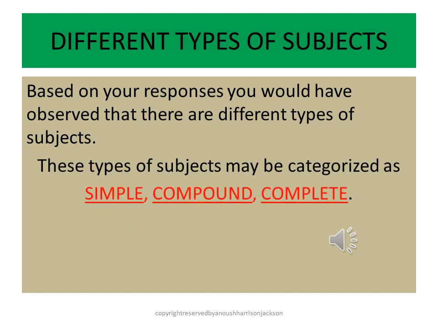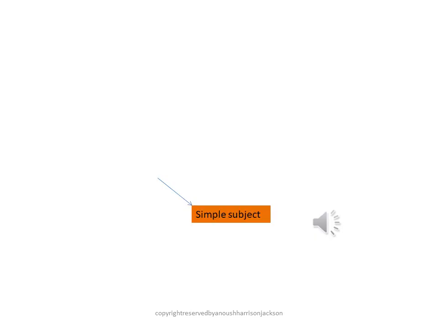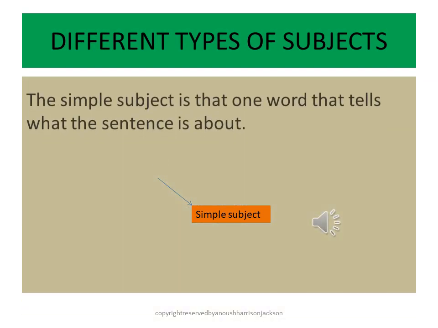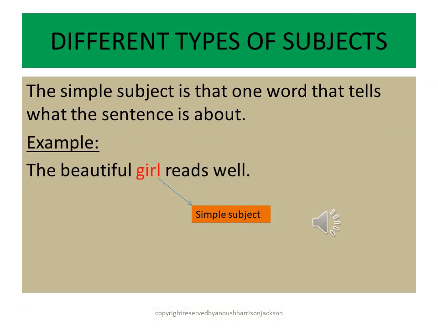Based on your responses, you would have observed that there are different types of subjects. These types of subjects may be categorized as simple, compound, or complete. The simple subject is that one word that tells what the sentence is about. Example: the beautiful girl reads well. In this case, girl is the simple subject.